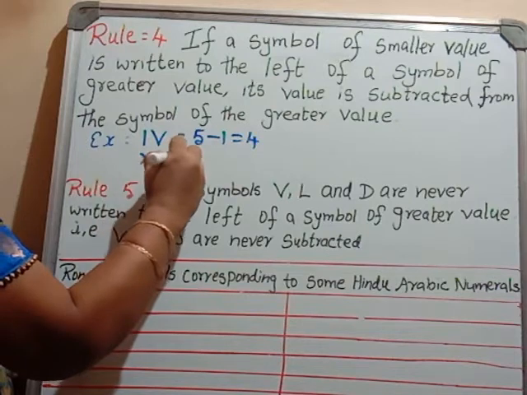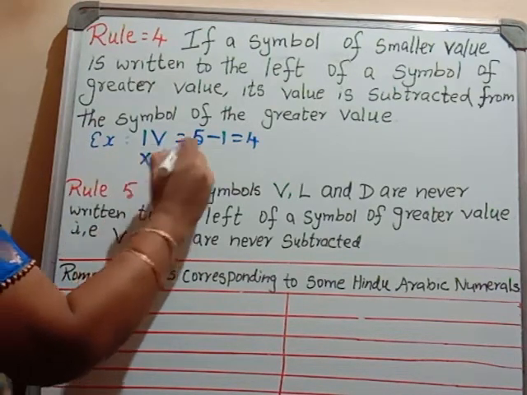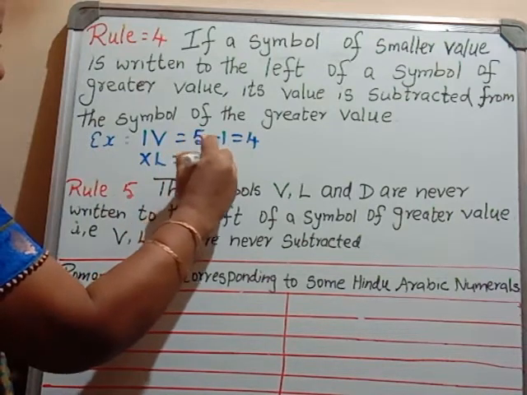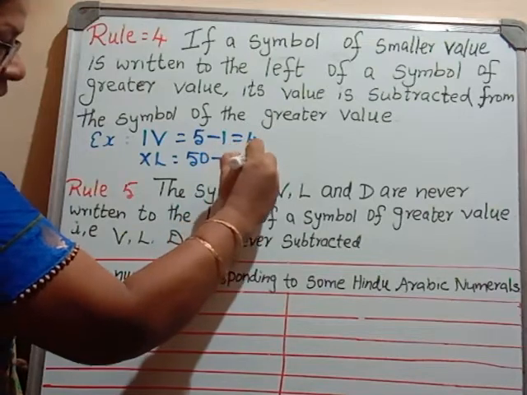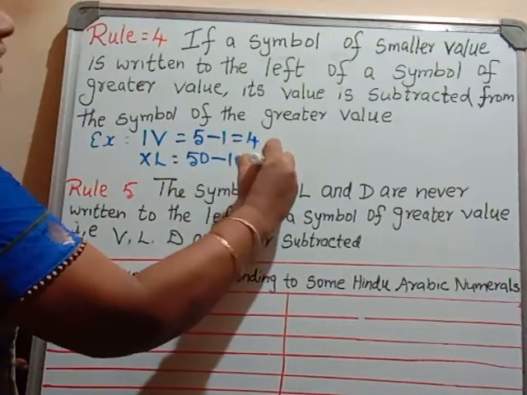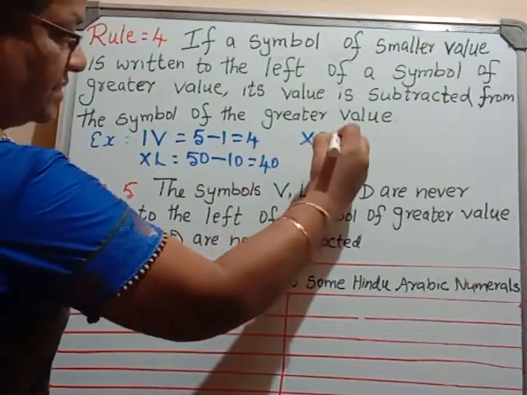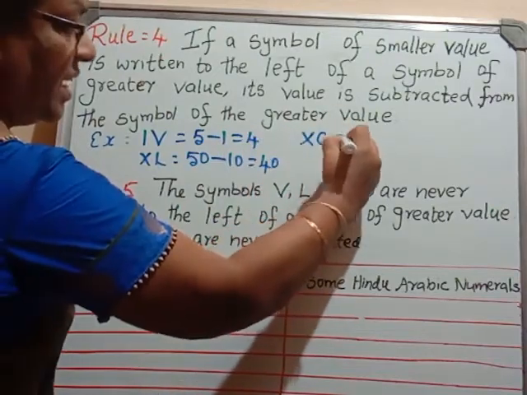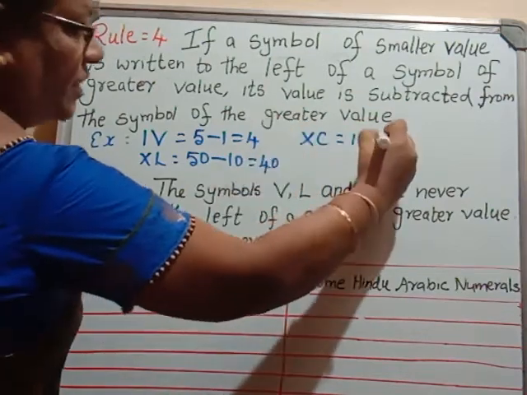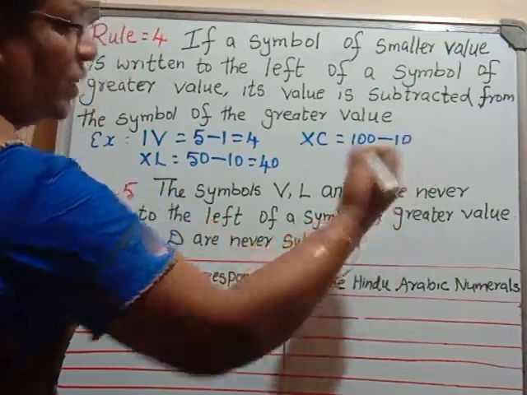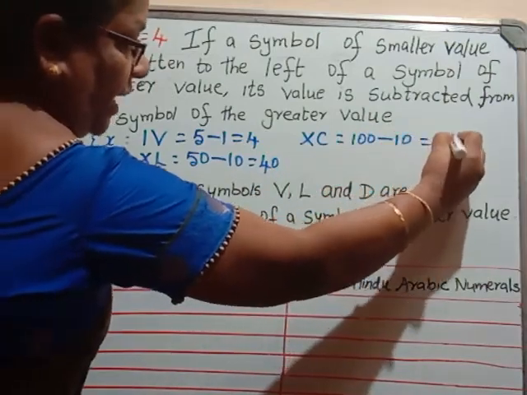X, L. Here, X is the smaller value, L is the greater value. What is the L value? 50 minus, what is the value of X? 10. So, 50 minus 10, 40. Shall we do one more example? X, C. What is the value of C? 100. X is to the left of the C. So, we are subtracting the smaller value. 100 minus 10 is equal to 90.